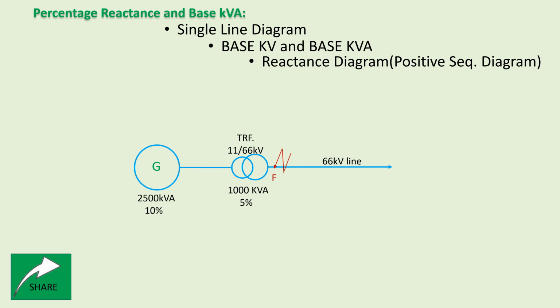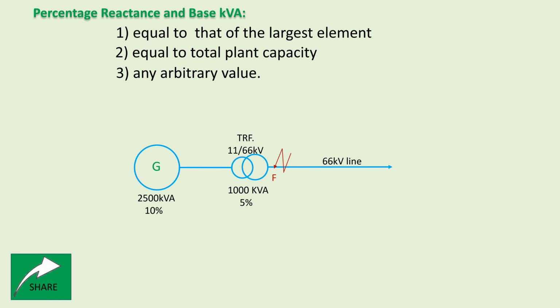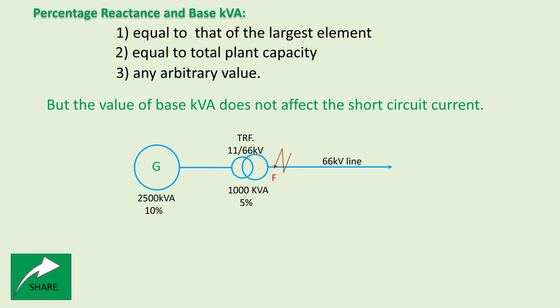It is necessary to find the percentage reactances of all the elements on a common kVA rating. This common kVA rating is known as base kVA. The value of this base kVA may be equal to that of the largest element, equal to total plant capacity, or any arbitrary value. But the value of base kVA does not affect the short circuit current.